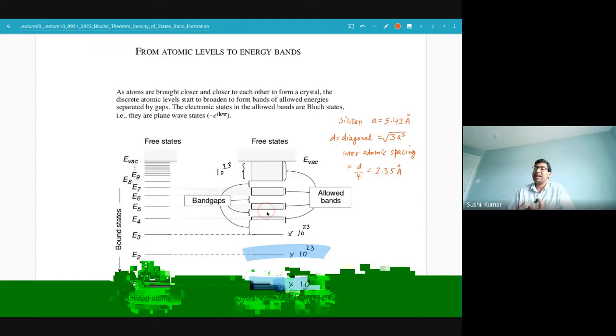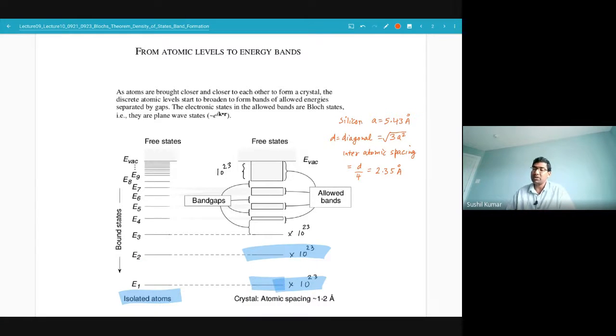So this is the energy band formation, and we want to see how that happens, and we also want to see these energy levels. What are the corresponding wave functions for such a situation?